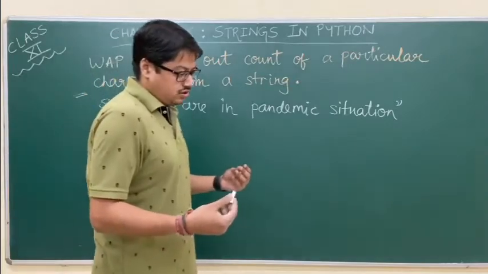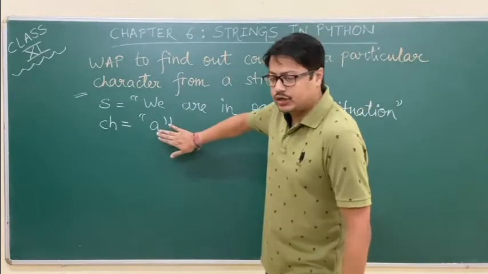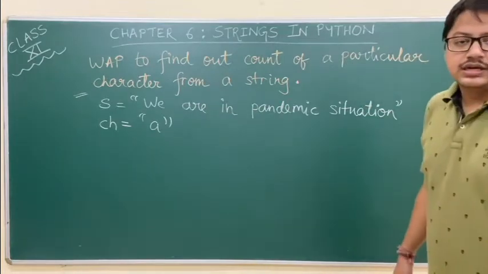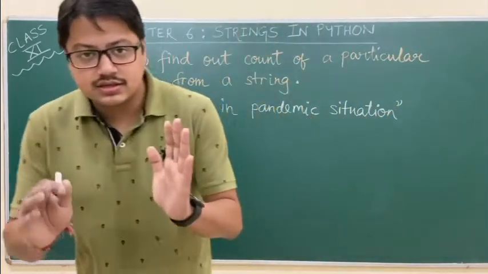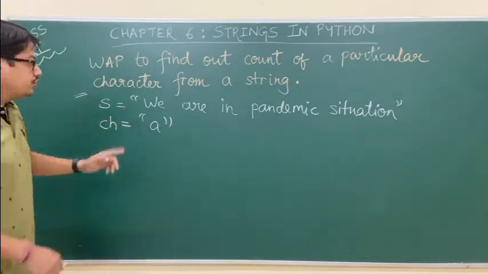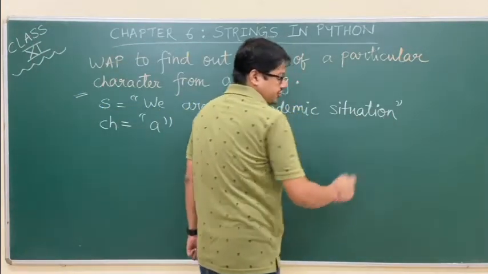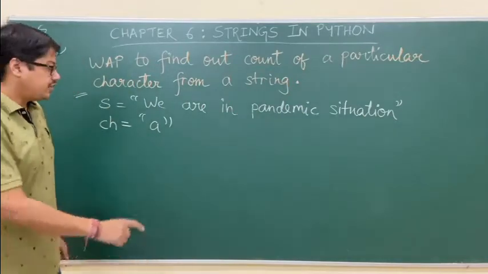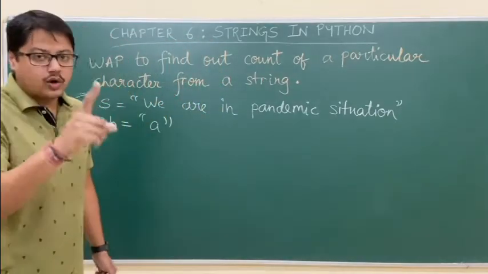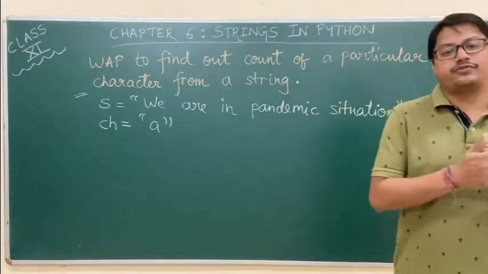So what does your logical mind say regarding this? I need to compare whenever A is coming in this string. Programmatically, you need to listen to me carefully. You need to access each and every character of the string, and whenever A is coming, you need to maintain a count for that.